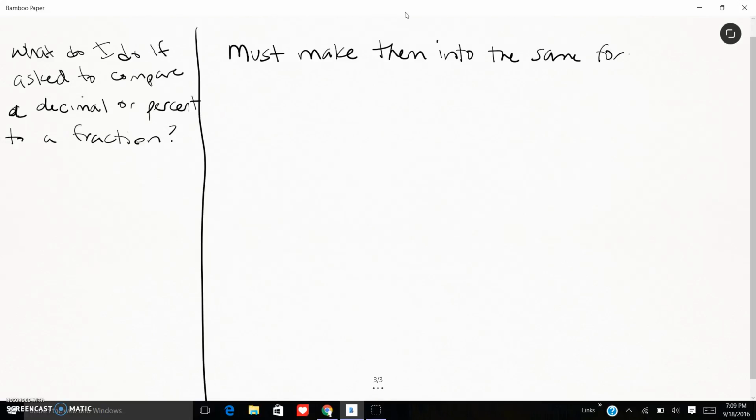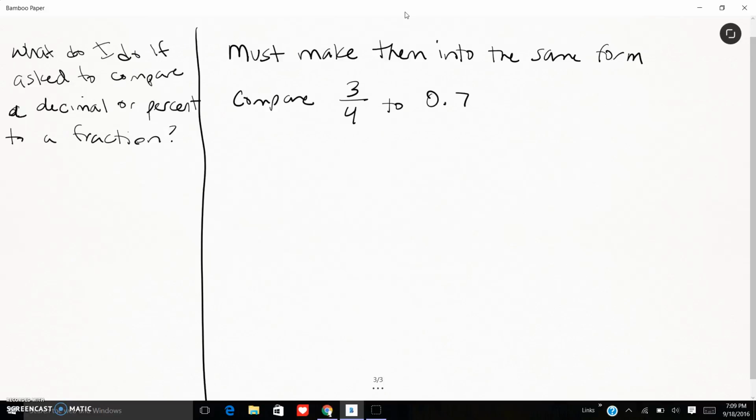I cannot compare apples and oranges, right? I can only compare apples to apples and oranges to oranges. So I have to make them into the same form. So let's say my question was compare 3/4 to 0.7.